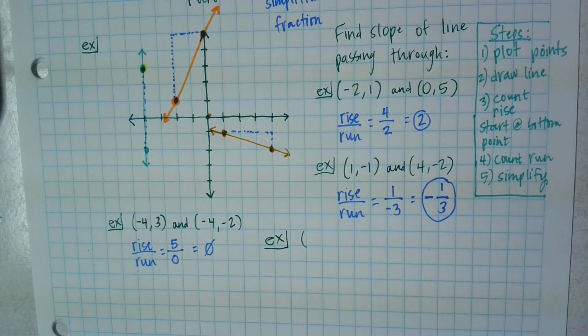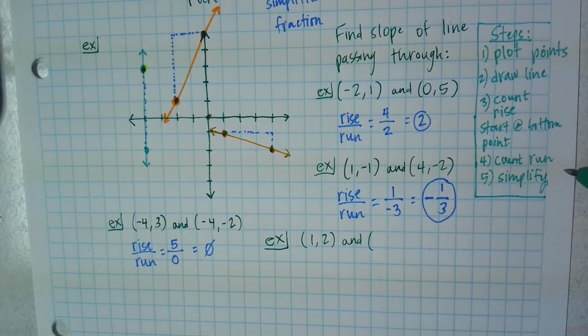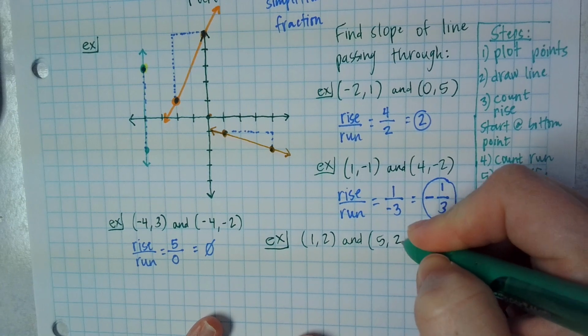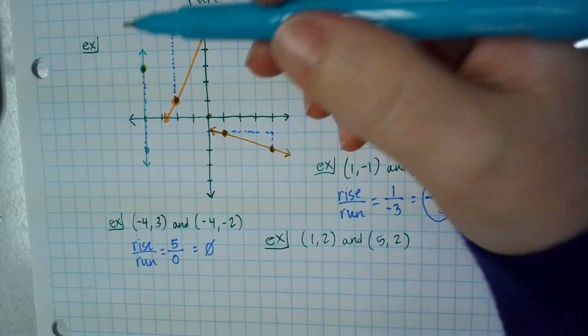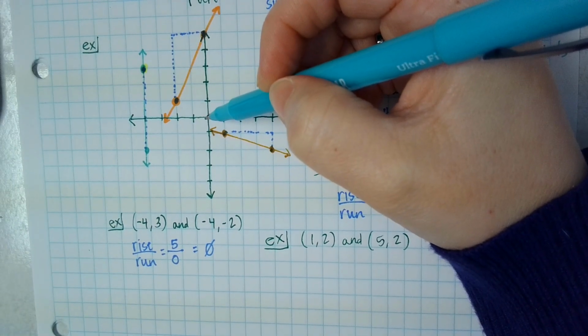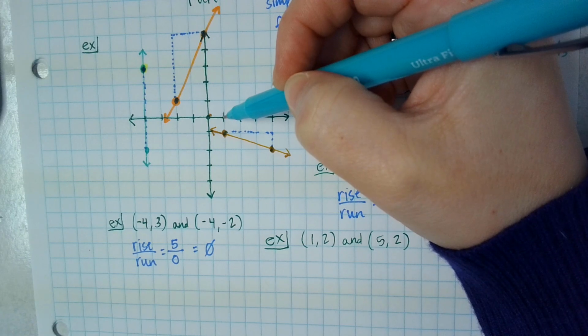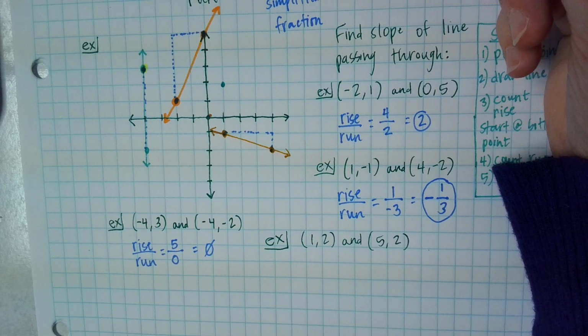We are going to do the slope between 1, 2, and 5, 2. First, we're going to plot those points. Ready? Starting at the origin, 1 tells me to go where? Right 1. 2 tells me to go where? Up 2. That's Romeo. And then we plot 5, 2.